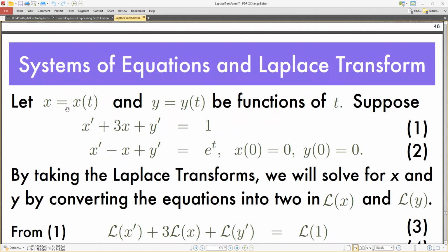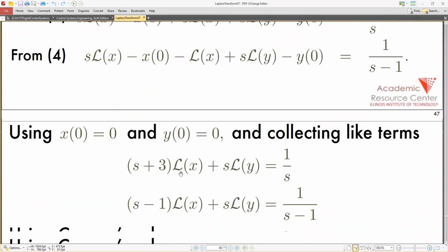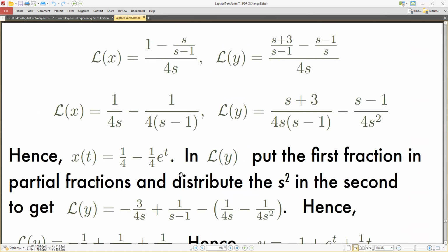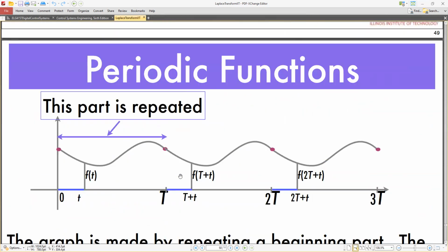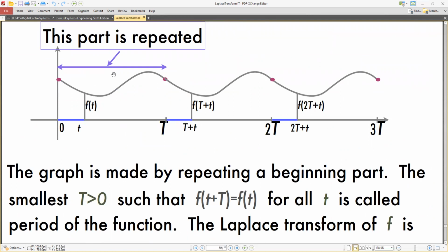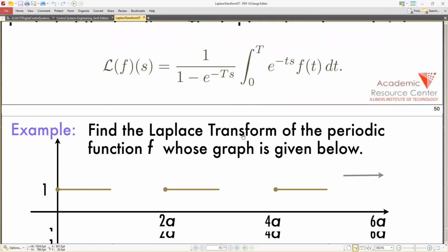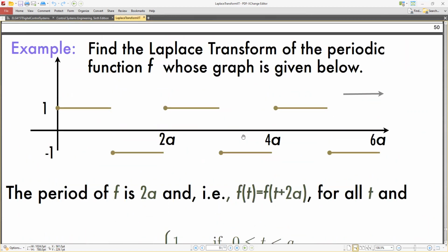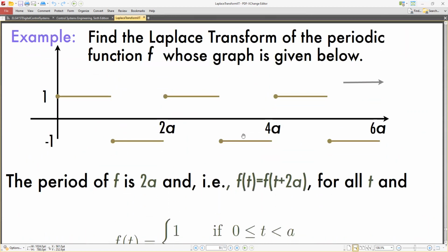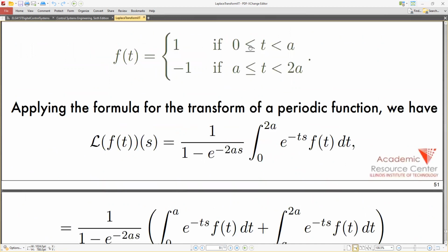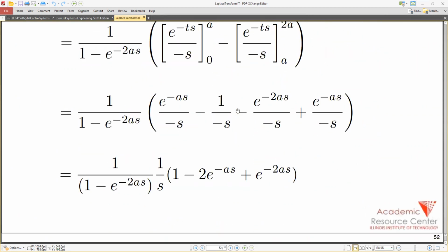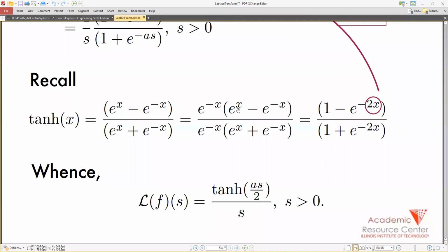Then some systems of equations, like x and y as functions of t, suppose x prime, this one. And they have used Cramer's rule here. And periodic functions are also there, where the part is repeated. Find the Laplace transform of the periodic function f whose graph is given below. Like this. Some examples are also there.